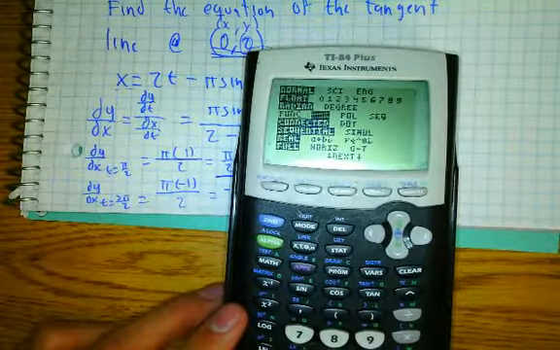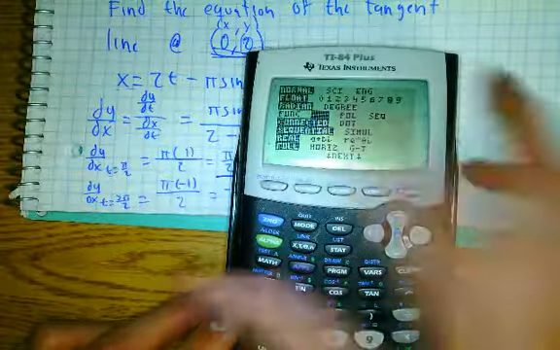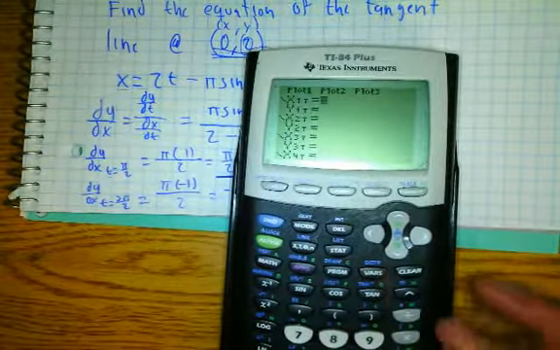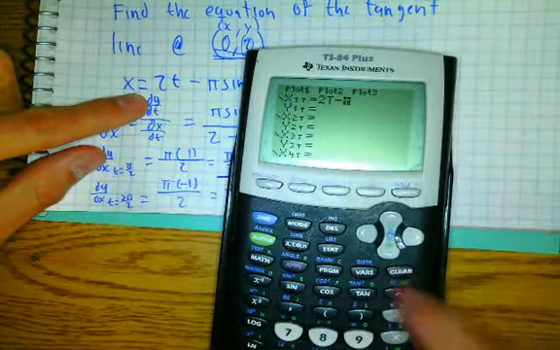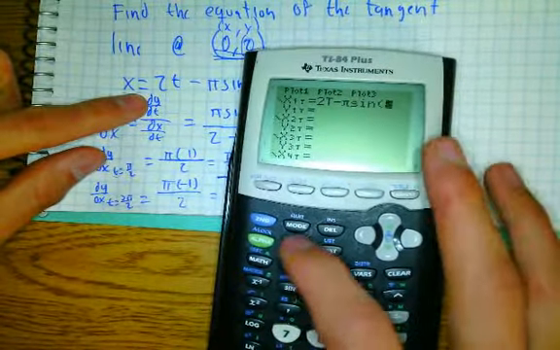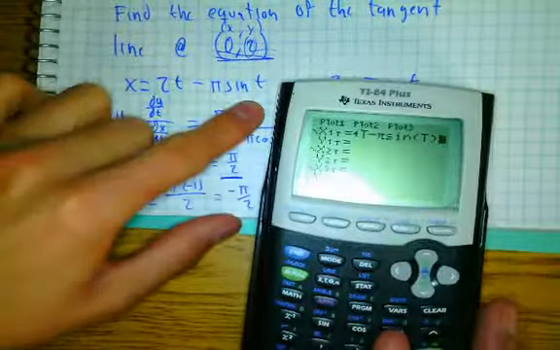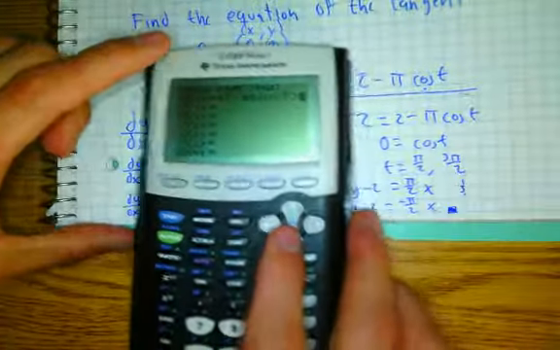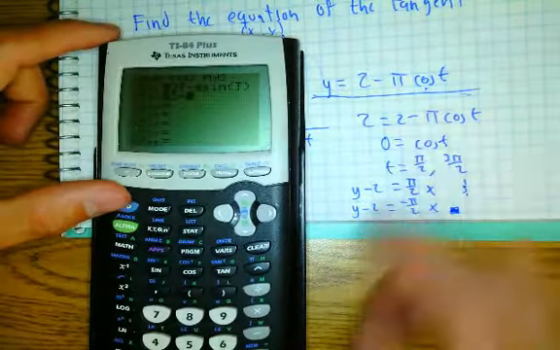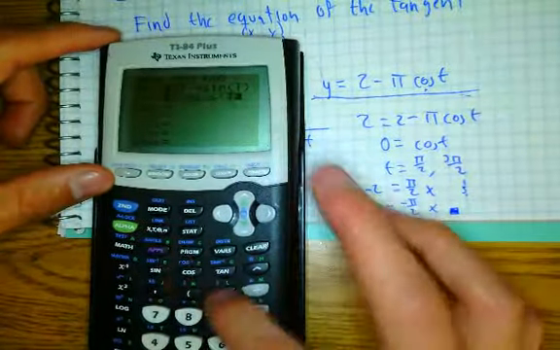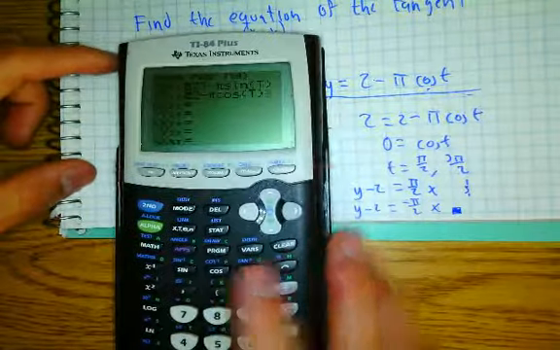So there's our x equation. So our x equation is 2t minus pi sine t, if I'm not mistaken. Cool. And our y equation is 2 minus pi cosine t. And we're going to go ahead and hit graph. And actually I need to kind of zoom out. Let's do a standard window.